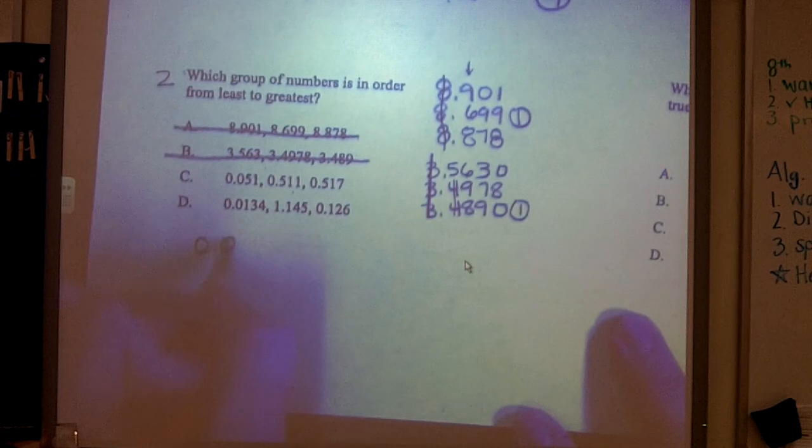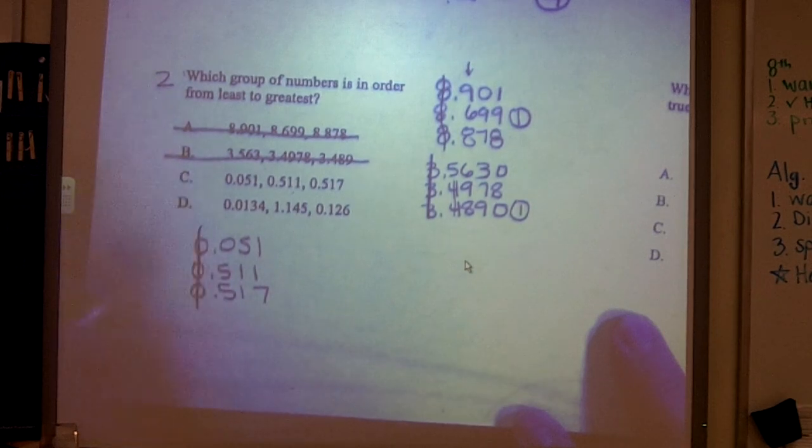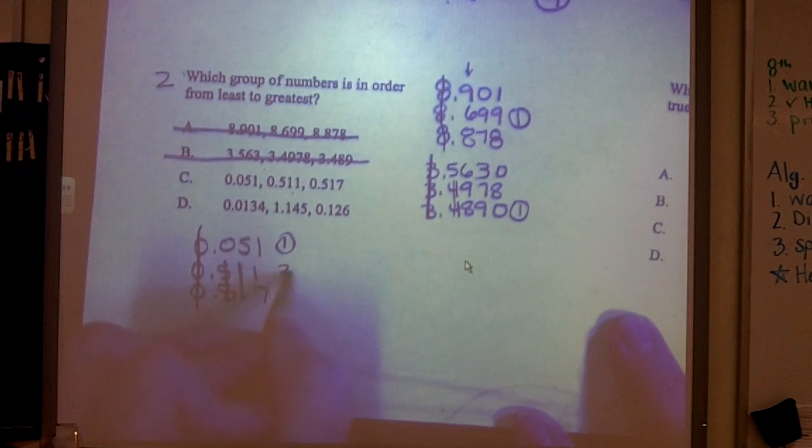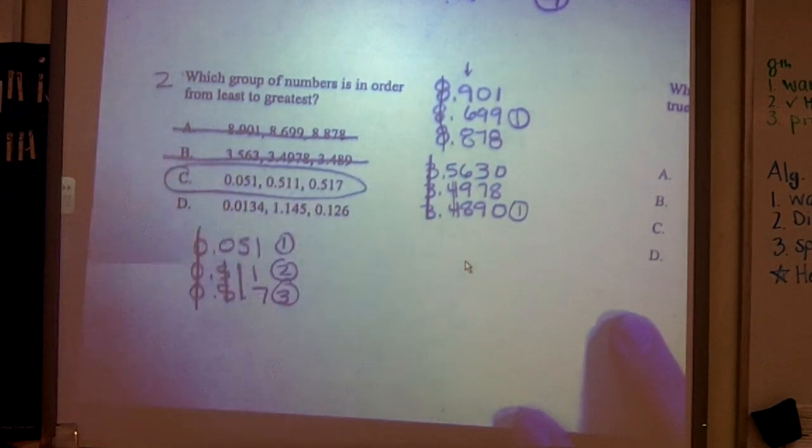Set up my next one. Those are all zeros. This would be first. And I come here, those are the same, those are the same. Then I come to this thousandth spot. And in fact, C is in order from least to greatest.